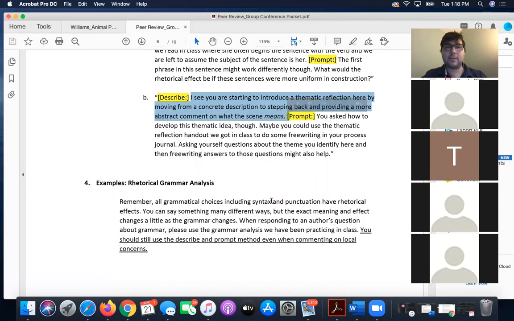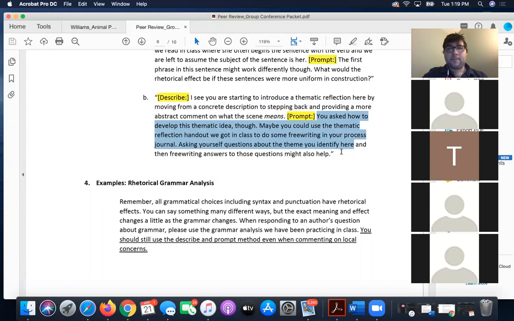This commenter says, I see you are starting to introduce a thematic reflection here by moving from a concrete description to stepping back and providing a more abstract comment on what the scene means. One more time, they are describing something specific in the text and not reporting on their feelings or their thinking as a reader. Prompt: You asked how to develop this thematic idea.